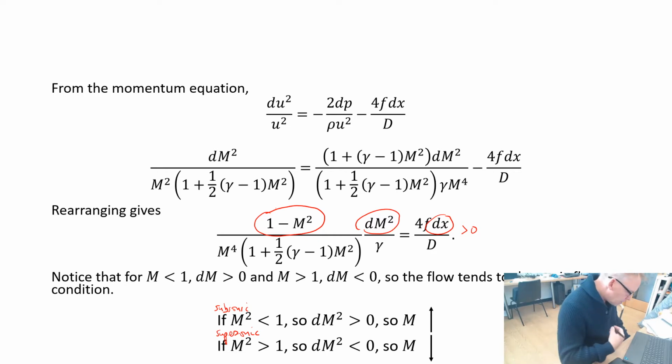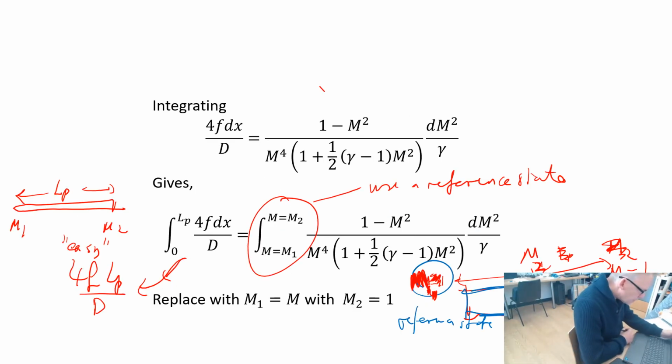So if the flow is supersonic, then the effect of friction is to push it towards a sonic state or a critical flow state. And so we have a similar situation to what we had with the Prandtl-Meyer expansion, is that if we want to find how the flow changes from location 1 to location 2 over a pipe which might have a length LP, then we need to integrate over that distance.